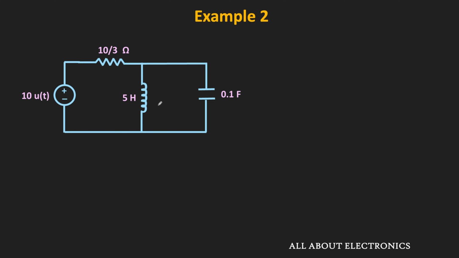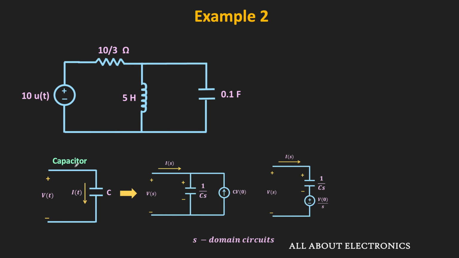We know that whenever there is an initial current through the inductor, then in the S-domain, this is how it can be represented. Since L is equal to 5 Henry, this Ls will be equal to 5S. Similarly, we know that if there is an initial voltage across the capacitor, then in the equivalent S domain, this is how it can be represented. For the given circuit, this first representation of the capacitor will be more useful, and therefore, while solving the circuit, we will use the first representation.